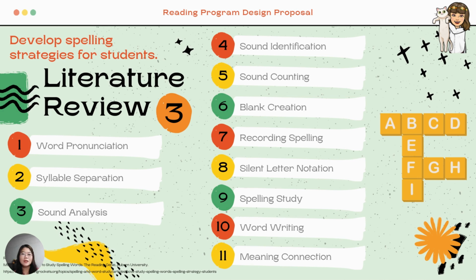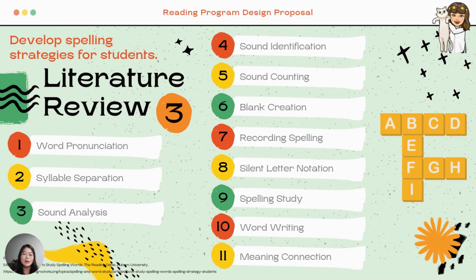Or record the spelling. For example, the first sound is N in the first blank, then they have to write down the other 2 sounds with letters to represent night. And the next one is about silent letter notation. For example, if we encounter a word like lamb, L-A-M-B, there is a silent B over there.